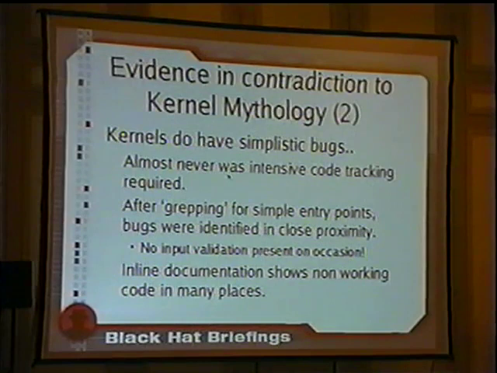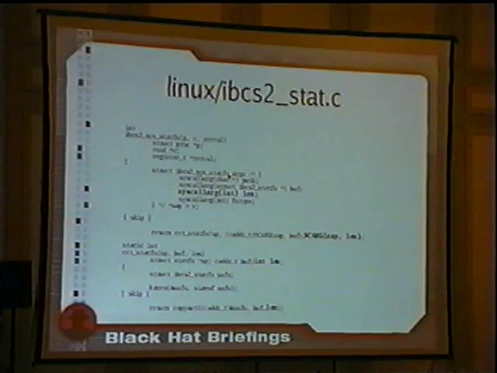So this is IBCS2_stat.c. Basically, we're doing a copy out at the bottom. This code applies to all the open source kernels. It's similar pretty much in every one. We do a copy out of len bytes, and len has just no input validation at all. You can put anything you want for len and copy arbitrary memory back to user space.